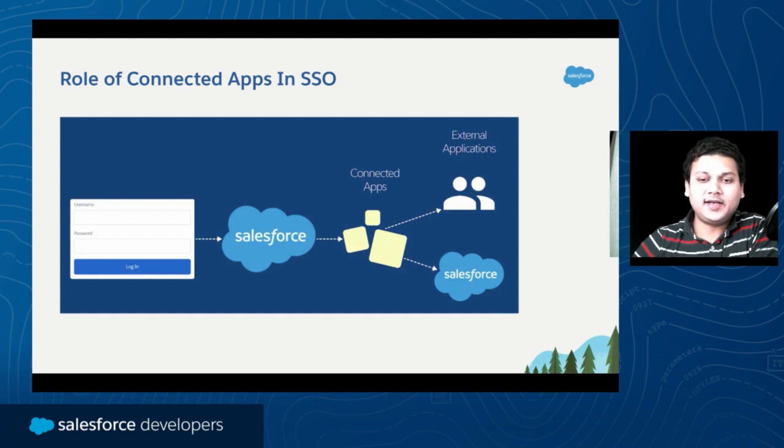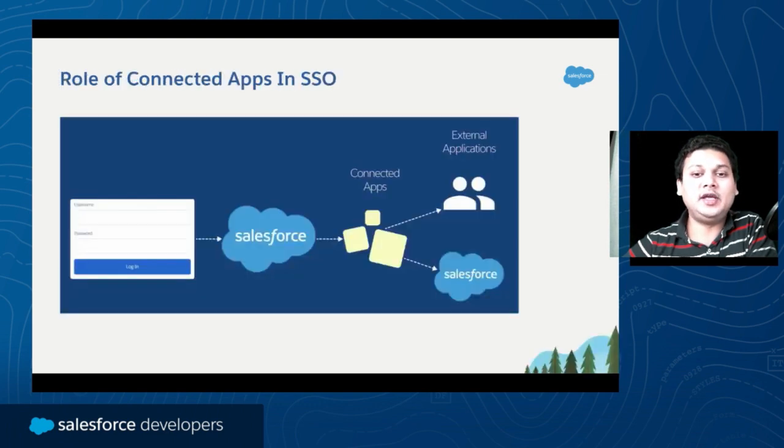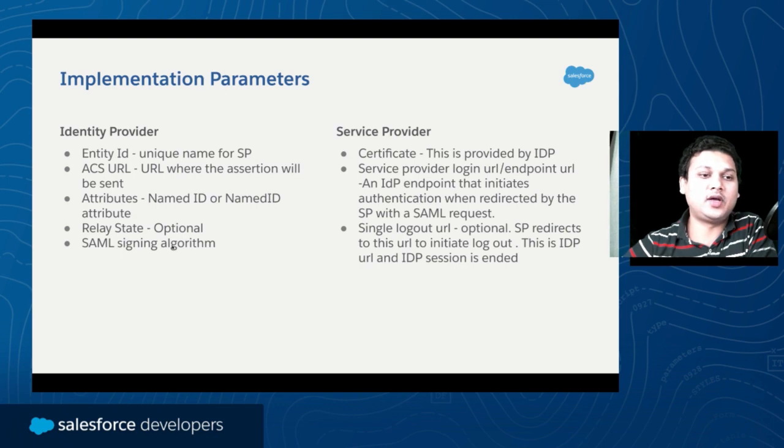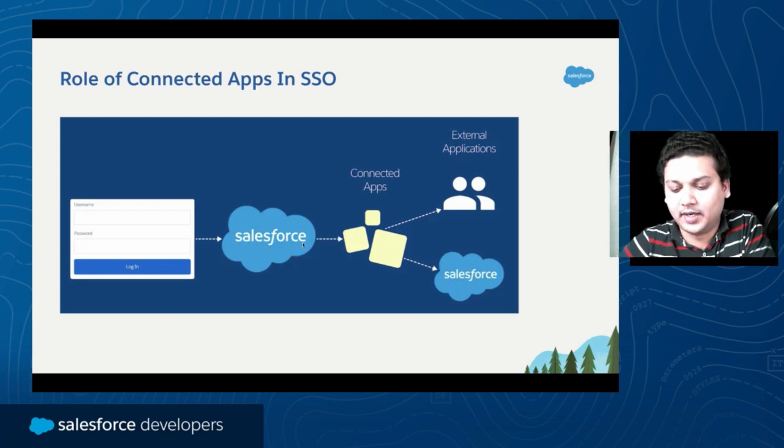Now, where do connected apps sit in between all of these? So in Salesforce, when you enable Salesforce as an IDP, all these configurations that we are talking about at the IDP, like entity ID, the assertion URL, the relay state, and all the SAML configuration happens in the connected app. So the connected app is a bridge between Salesforce and other service providers when Salesforce is the IDP.